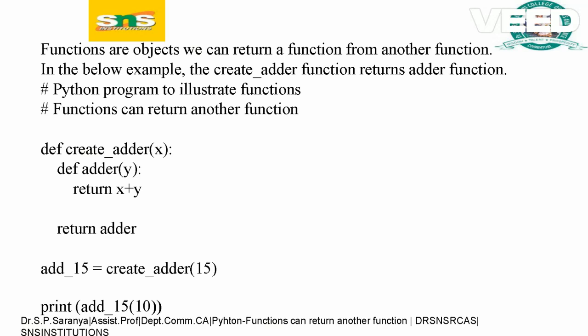Here I have examined the following Python program to illustrate that a function can return another function. So def create_adder is the function name, with parameter x. Define def adder within brackets y, so it returns the x plus y value. Return adder. Adder means adding the x and y values. So add_15 equals create_adder of 15. So the output is 15 plus 10 equals 25. So it displayed the output as 25.